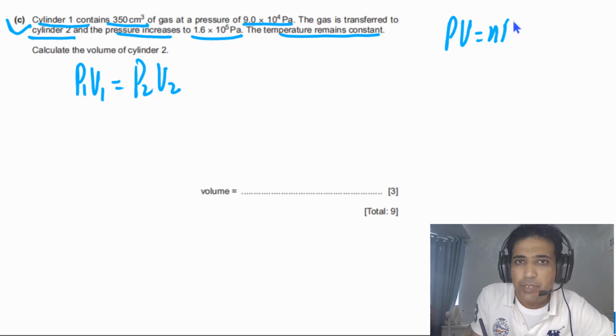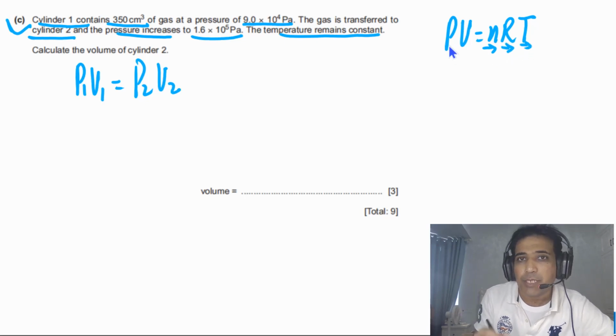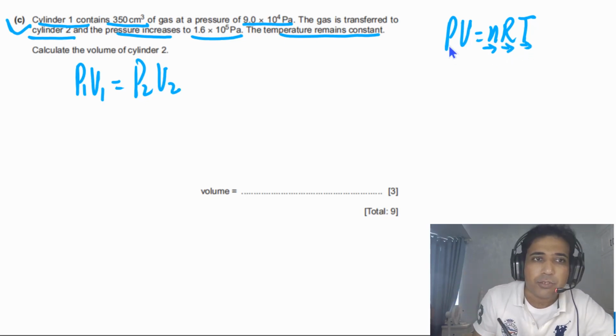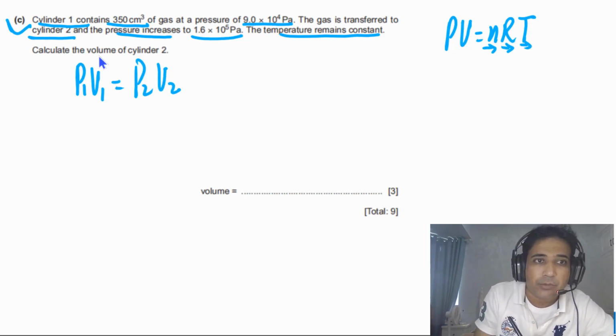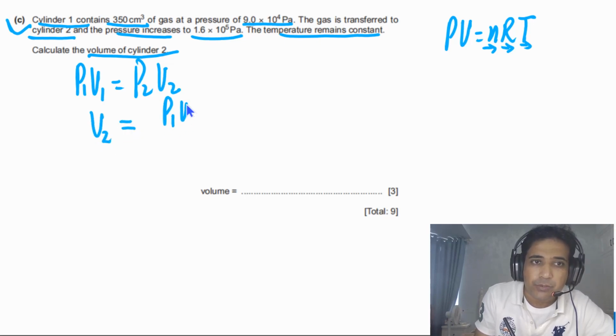PV is equal to nRT. As temperature is constant, n is constant, R is constant, so it simply means that PV is equal to constant. So we can say P1 V1 is equal to P2 V2. In this case, we need to calculate the volume of cylinder 2, so we need to calculate the value of V2. V2 will be equal to P1 V1 divided by P2.